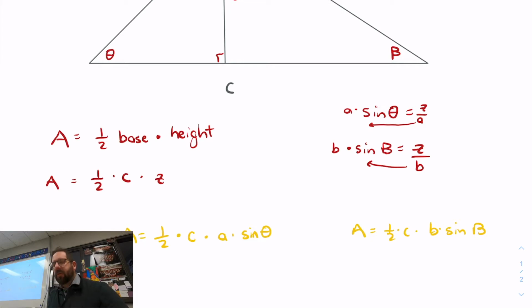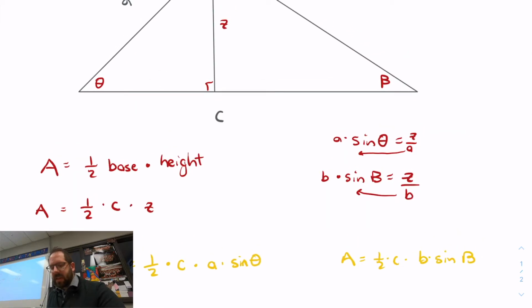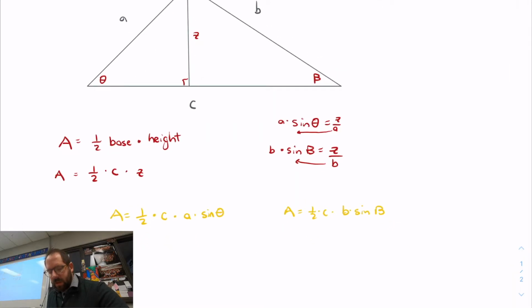And these 2 formulas should be equal, because they're both the same area of the same triangle. It's still the height times the base. So they set these 2 things equal to each other. Half C times A times sine of theta is equal to half C times B times sine of beta.